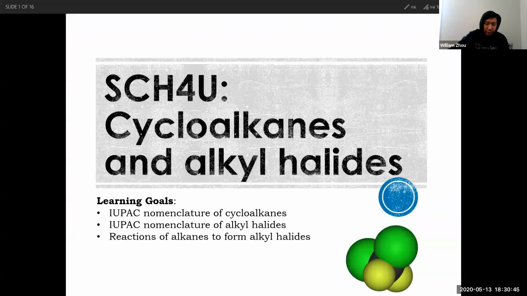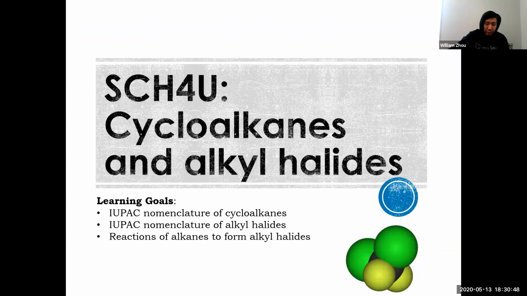All right, so the second lesson in organic chemistry will be cycloalkanes and alkyl halides. Basically, this is an extension of the previous class. We are going to still name alkanes, except now this time they form a ring, so a cycloalkane. And then also we're going to name alkyl halides, so basically alkanes with halogens attached to them. And we're going to learn about reactions of alkanes to make alkyl halides.